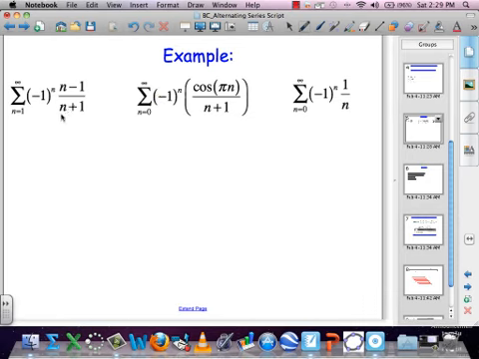Okay, so here are some examples. We're going to go through the alternating series test step by step until we either run into a contradiction in one of the three steps, or we get all three to work.